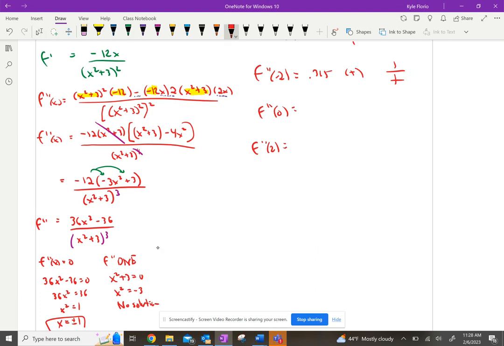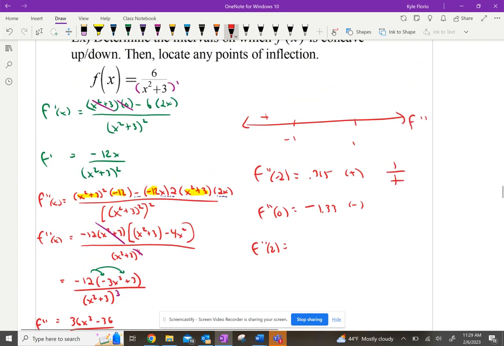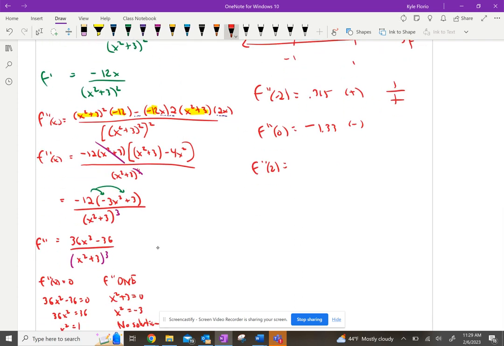So if I plug in 0, I get 36 over 27 because it's 3 cubed. Either way, like I said, we're going to get a negative number. What did I get? About negative 1.33. But it's negative. So the function's going to be concave down there. And if I plug in positive 2 into this thing, again, the numerator, 2 squared times 36, is going to be bigger than 36. So that's going to be a positive number up top. The bottom, 2 squared plus 3, is going to be positive. You keep a positive number, it's still going to be positive. So we're going to get a positive number. It ends up being about 0.315 again.